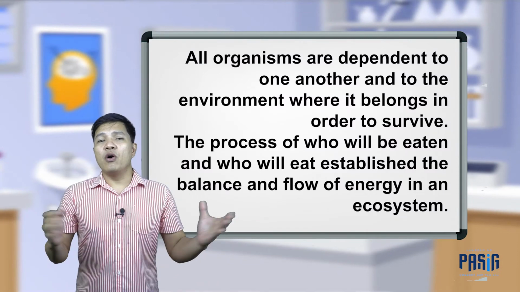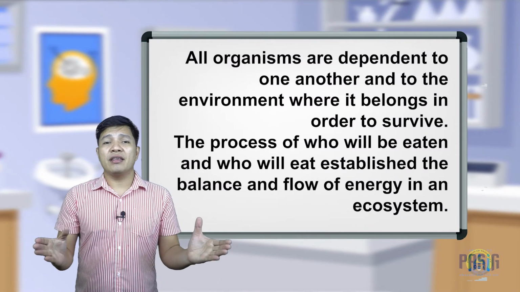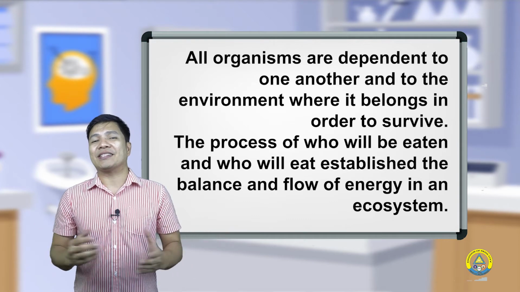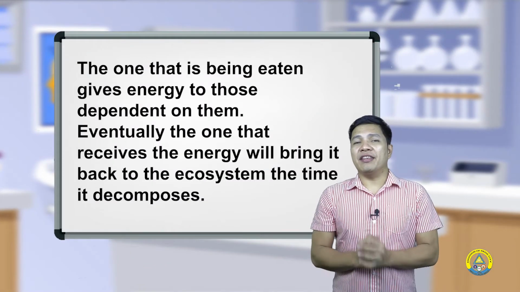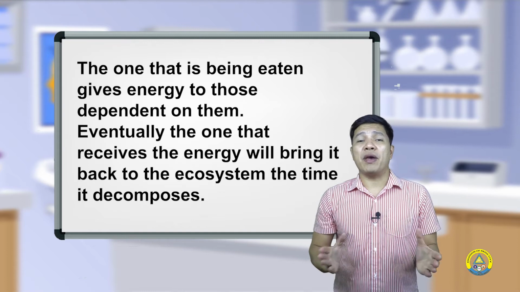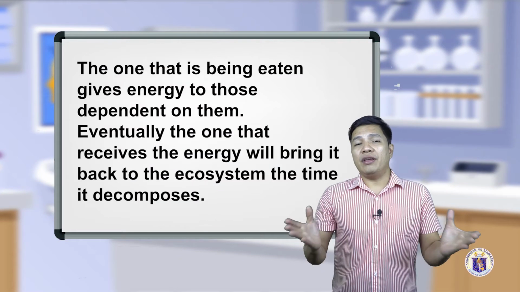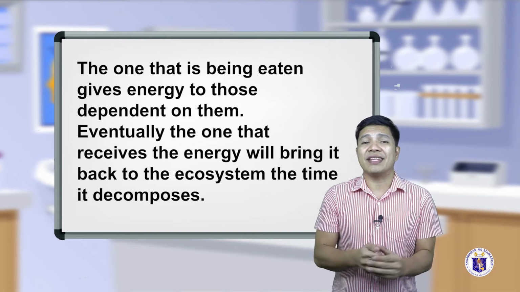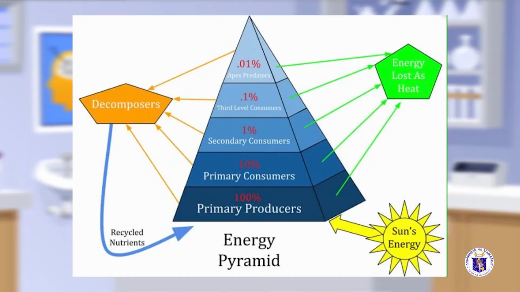The process of who will be eaten and who will eat establishes the balance and flow of energy in an ecosystem. The one that is being eaten gives energy to those dependent on it. Eventually, the one that receives the energy will bring it back to the ecosystem when it decomposes.